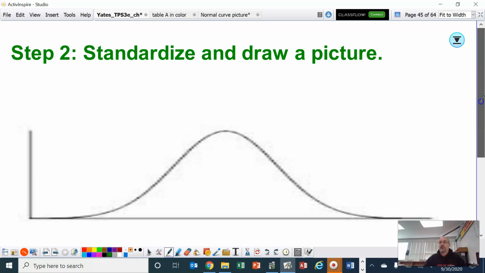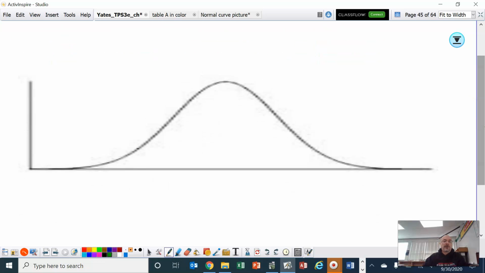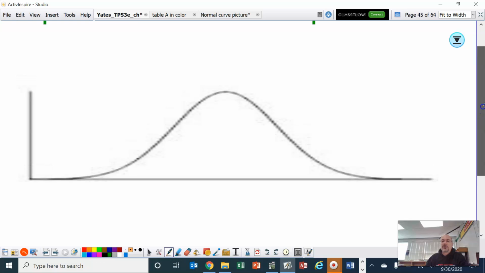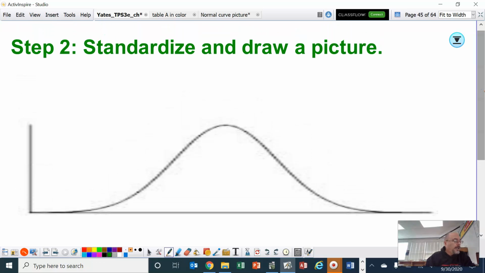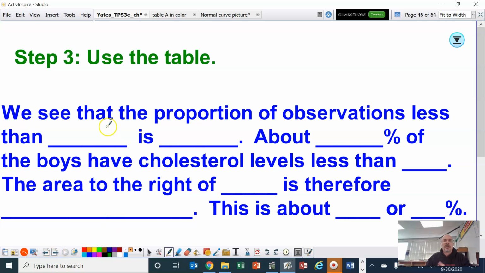Step 2. We draw the curve, we draw the picture, and you can see the picture on page 143. I'm not going to take time to do that because it's right in front of you on page 143. Draw that normal curve. Step 3, use the table. So we see that the proportion of observations less than, you've got to turn the page to page 144.